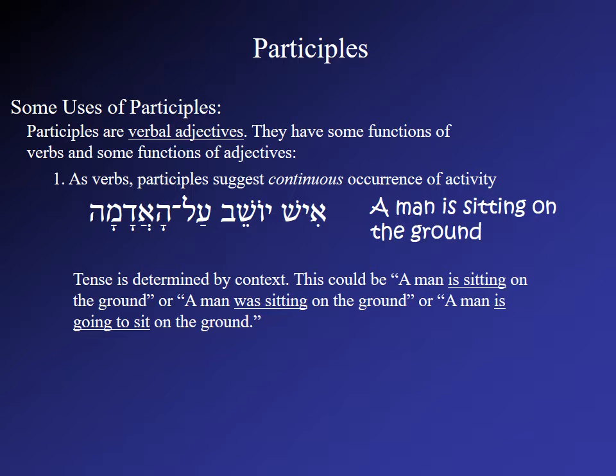Now, tense is determined by context here. So this could equally well be read, a man is sitting on the ground, or a man was sitting on the ground, or a man is going to sit on the ground. It depends on what is happening in the literary context. When all else is equal, we probably will translate it in the present tense. A man is sitting on the ground.